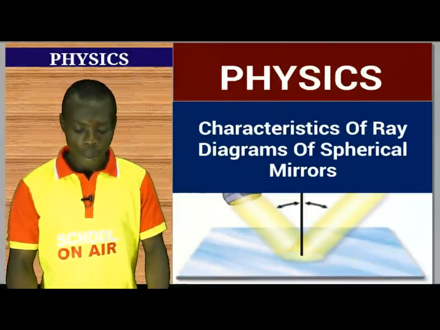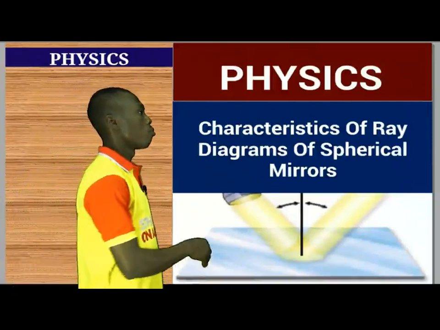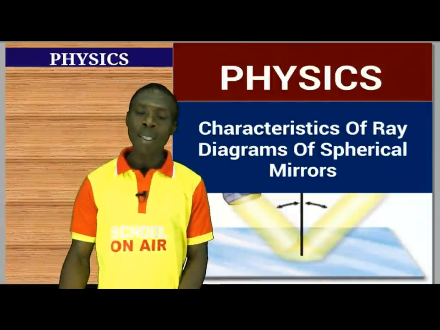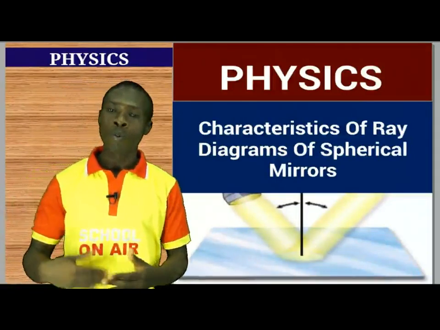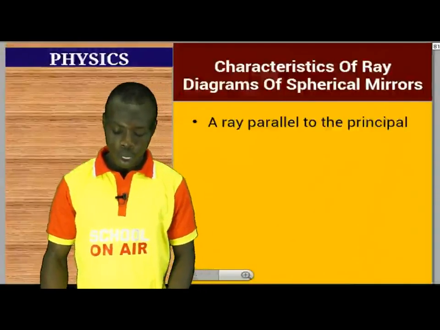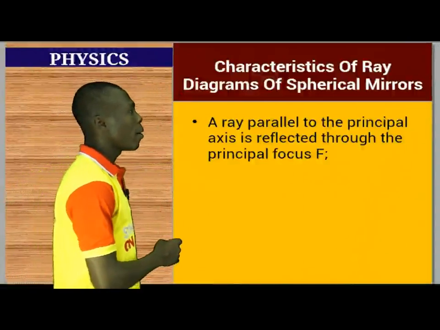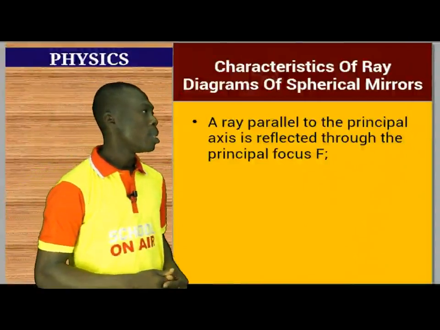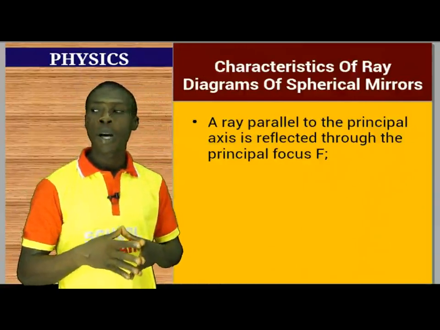So today, we should start by looking at the characteristics of ray diagrams of spherical mirrors. That is, when objects are placed at various positions on a curved mirror, what should we expect? Okay, so first today we're going to look at a ray parallel to the principal axis. When a ray is parallel to the principal axis, it is expected that it is reflected through the principal focus.